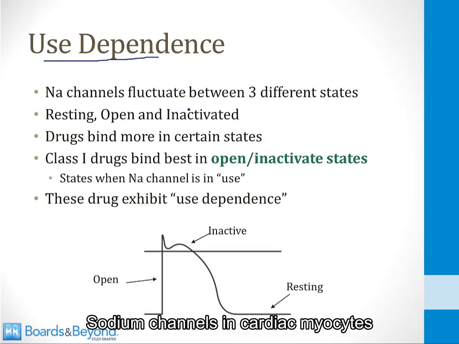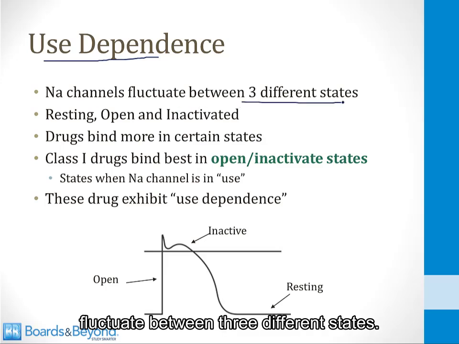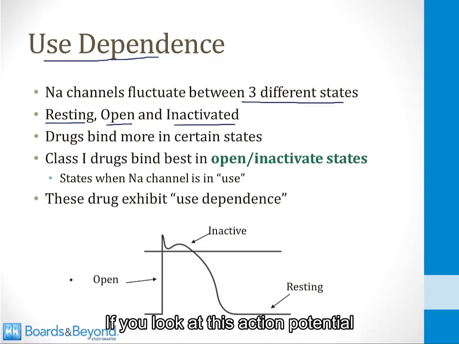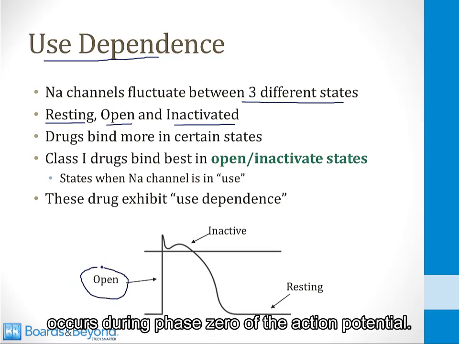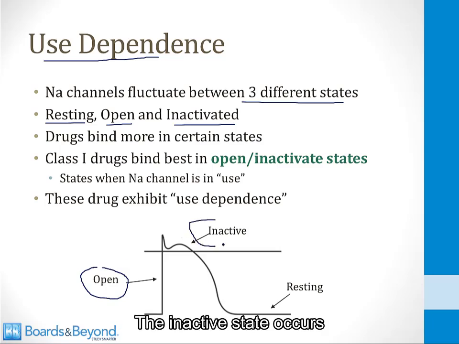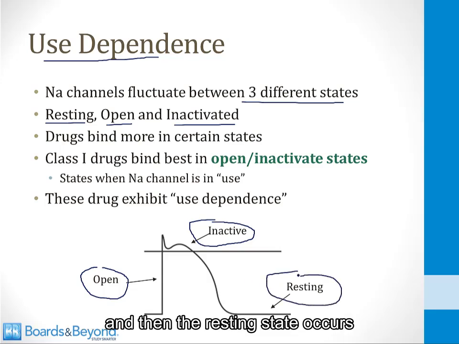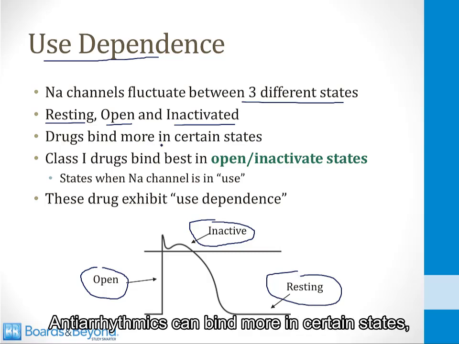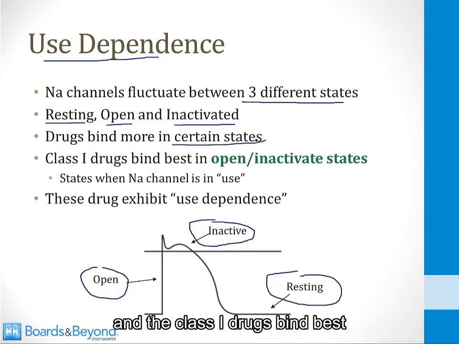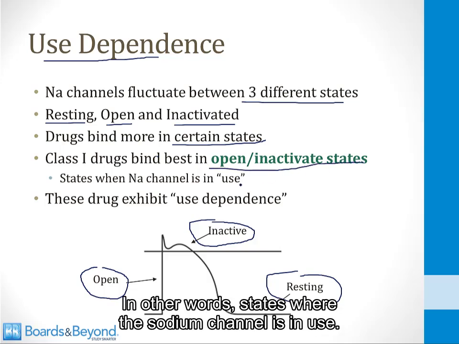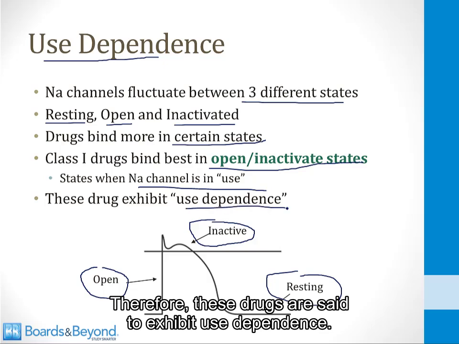Sodium channels in cardiac myocytes fluctuate between 3 different states. They can be in the resting state, the open state, or the inactivated state. If you look at this action potential at the bottom of the screen, the open sodium channel state occurs during phase 0 of the action potential. The inactive state occurs when the membrane voltage is positive, and then the resting state occurs when the action potential is completed. Antiarrhythmics can bind more in certain states, and the class 1 drugs bind best in the open or inactivated states. In other words, states where the sodium channel is in use. Therefore, these drugs are said to exhibit use dependence.